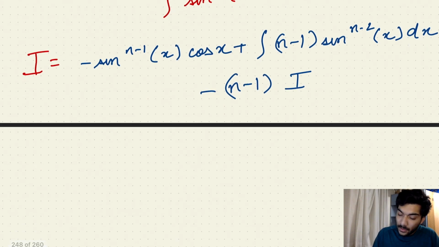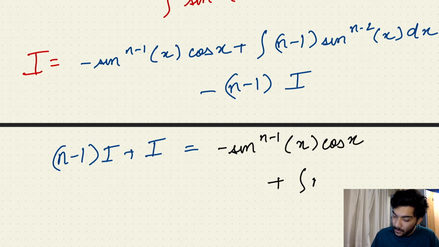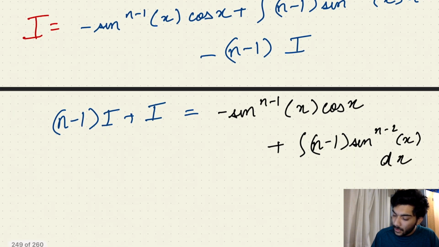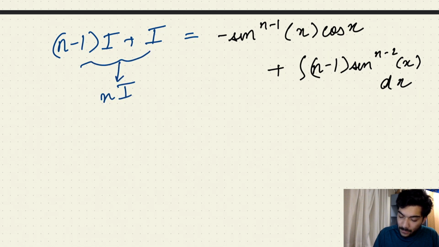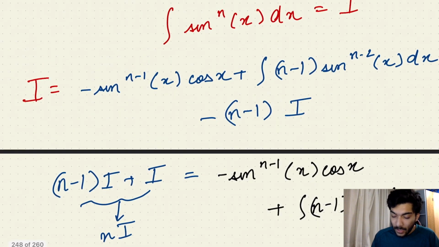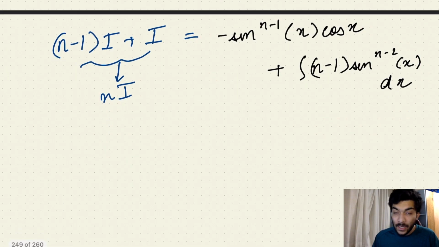So if we do that, it would basically become n minus 1 times I plus I equals minus sine n minus 1 x cos x plus integral n minus 1 sine n minus 2 x dx in this case, right? And the left expression would become n times I, right? So in order to calculate I in this case, which was the original integral, let's divide both of these expressions by n.